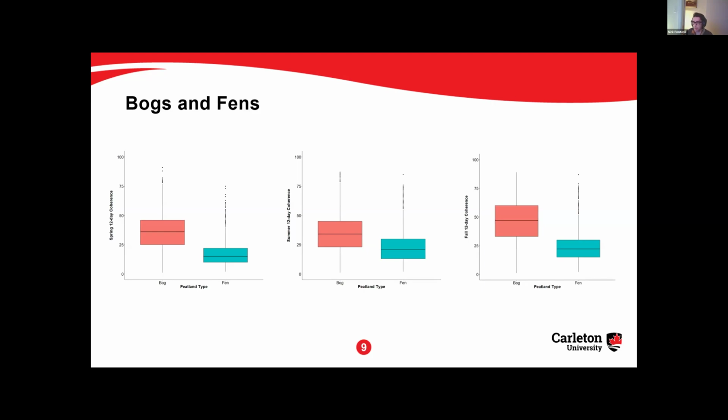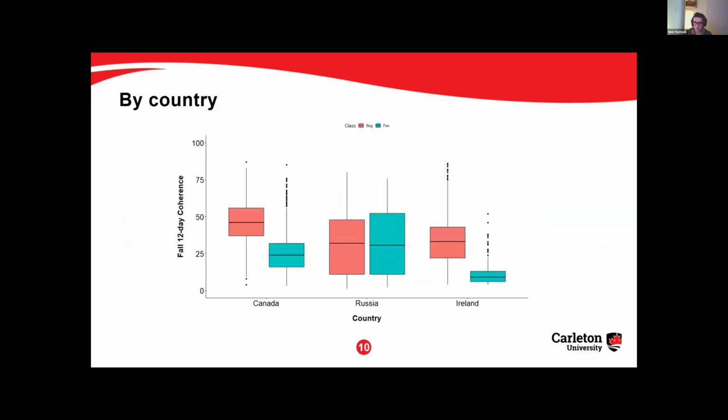12-day here, 12, 24, 36, and 48 days. The relationship between the peatlands is the same, where bogs are more coherent, just the magnitude decreases. And it gets less coherent as you have more and more time in between observations. So bogs overwhelmingly are, in general, more coherent than fens.